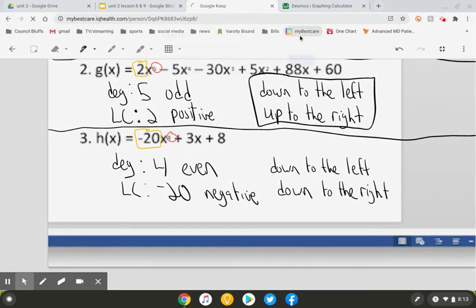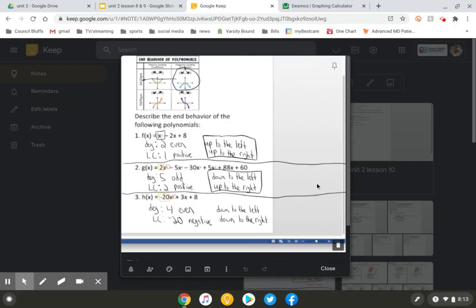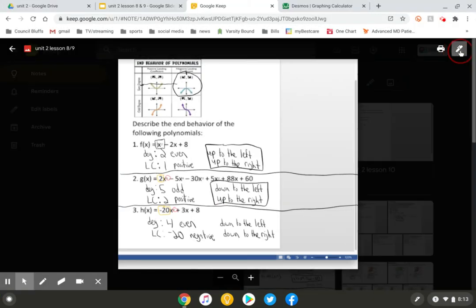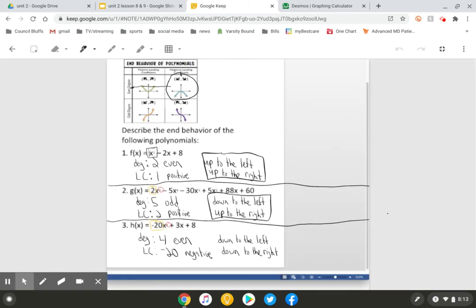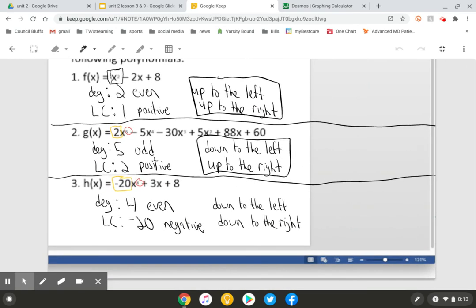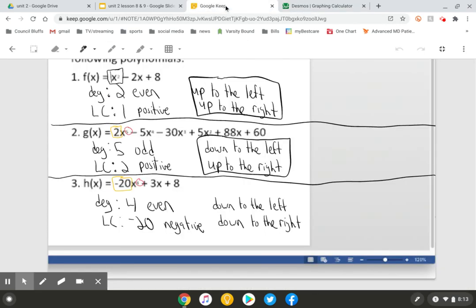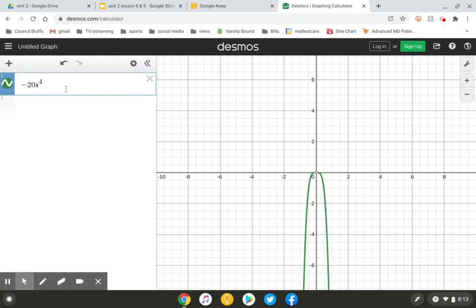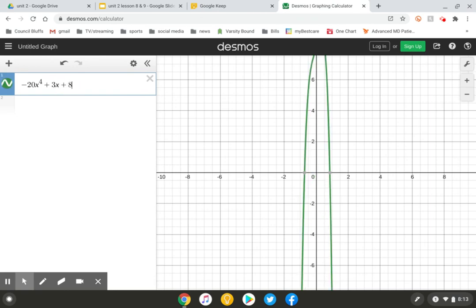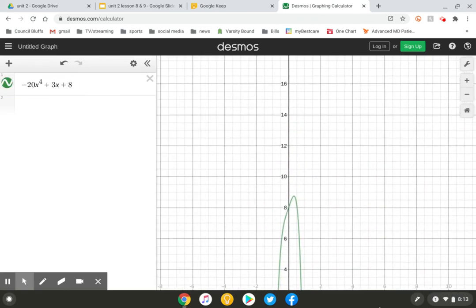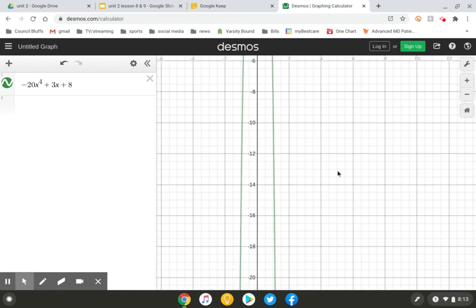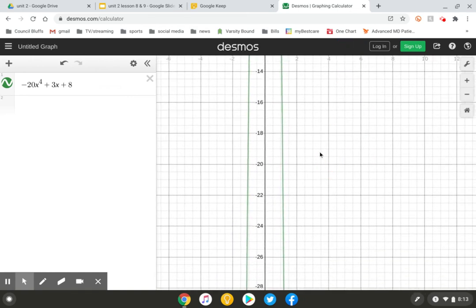And once again, we can go on Desmos and check to see that we did this correctly. Okay, so negative 20x to the fourth plus 3x plus 8. And we can see, okay, it goes down to the left and down to the right.